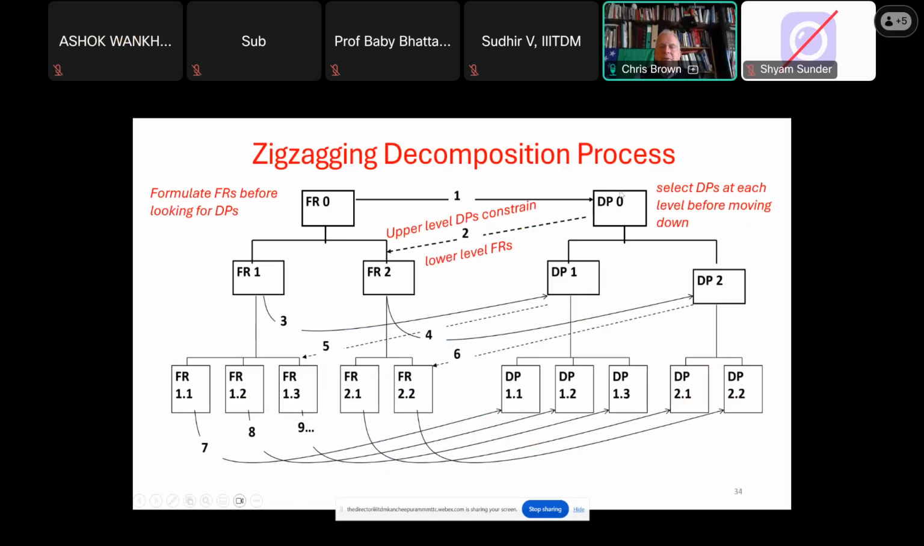So if we've decided that this is going to be a pneumatic system, for example, FR1 and FR2 should be applied to pneumatics rather than hydraulics or electromechanics or something. And then for FR1, FR2, we select DP1, DP2, and so we're zigzagging back and forth doing the decomposition. First the FRs in the context of the upper level DPs, and then the DPs for each of the new FRs.